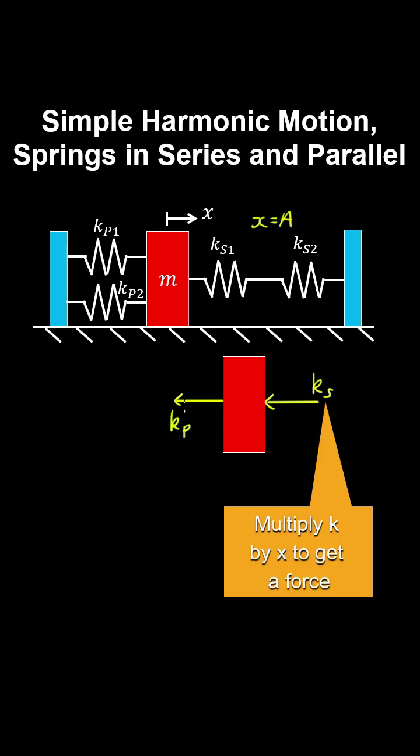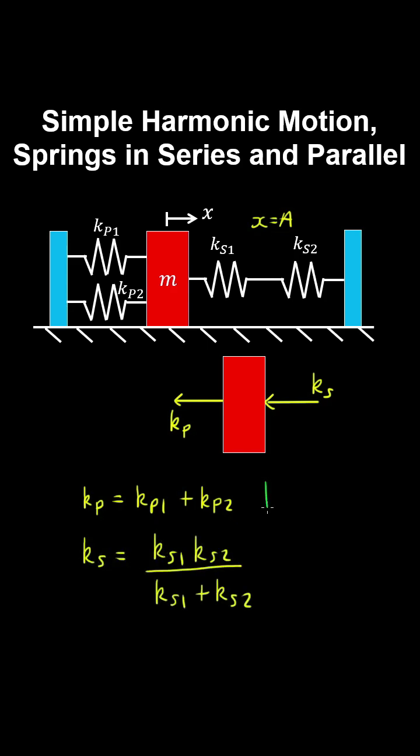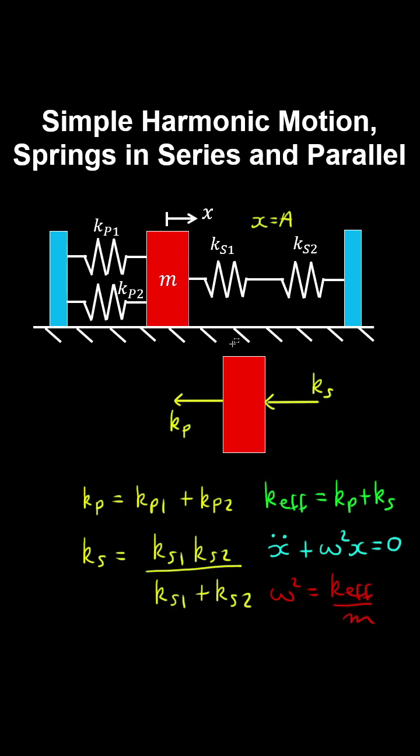So recall that we derived the effective stiffnesses of these systems where we can treat them as a single spring. For the parallel springs, we just add their stiffnesses together, and for the springs in series, we had the following expression. So therefore the effective stiffness of the system is the sum of these stiffnesses. And again, we can write our equation of motion as follows, where the square of the angular frequency is the effective stiffness of the system over the mass.